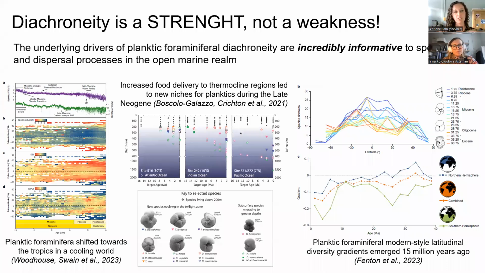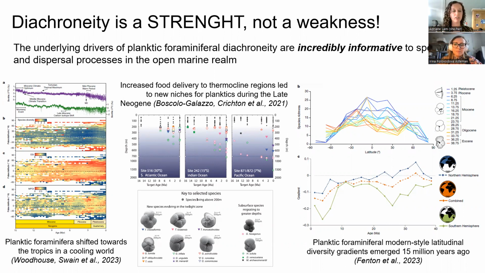So I want to pause here and say that diachroneity is an absolute strength of the planktic foraminiferal record. It is absolutely not a weakness. So the underlying drivers of planktic foraminiferal diachroneity that are causing these species to disperse into different regions at different times, those drivers are incredibly informative to speciation and dispersal processes and how they occur in the open marine realm for marine plankton. So there's 3 studies here from my awesome fellow early career colleagues.